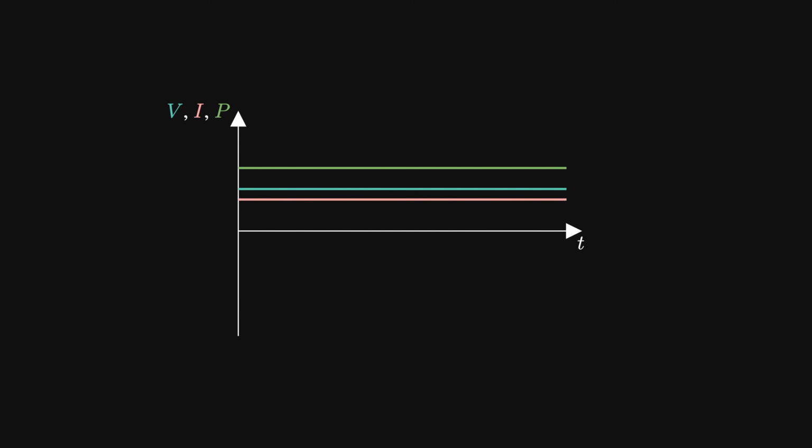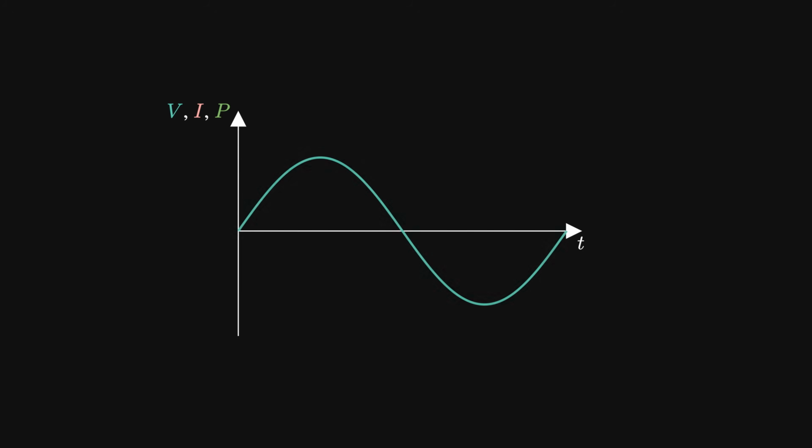In a DC circuit, calculating power is simple. We have a constant voltage, a constant current, and therefore a constant power over time. But in AC circuits, things get weird. With a sinusoidal voltage, we get a sinusoidal current which leads to a changing power over time. And sometimes, if our current becomes out of phase, the power can even become negative.